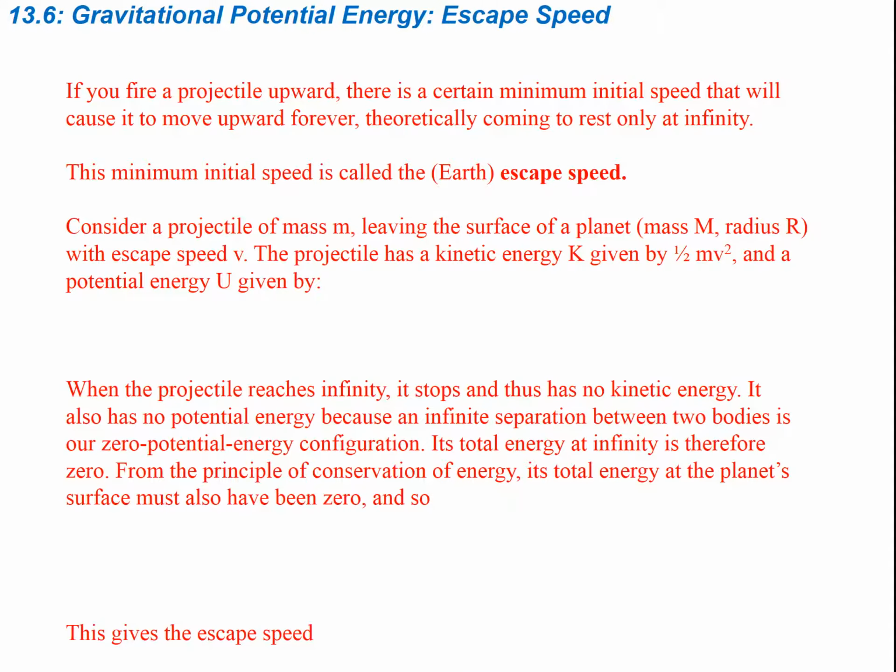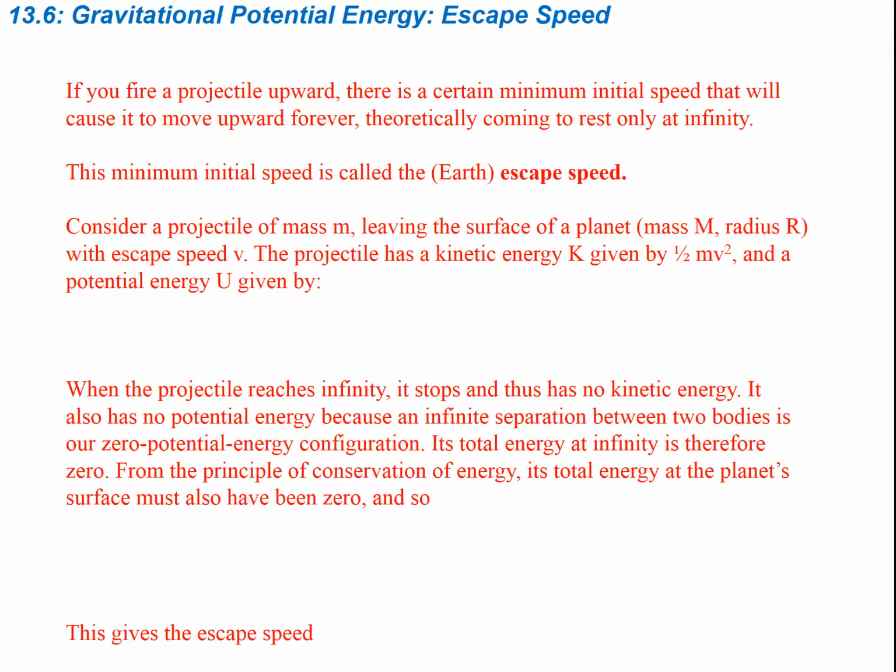All right, so let's talk about escape speed. If you fire a projectile upward, there's a certain minimum initial speed that will cause it to move upward forever, basically allowing it to escape the pull of gravity, and on the Earth, the pull of Earth's gravity. Theoretically, it's only going to come to rest at infinity. So this minimum initial speed is called the Earth's escape speed.